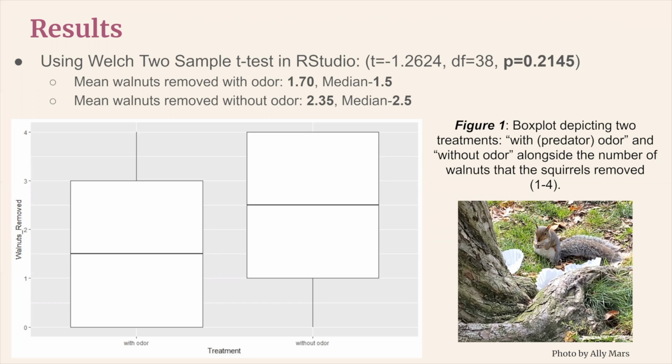Figure 1 depicts the box plot that I had created in RStudio, and you can see the two treatments on the x-axis labeled with odor and without the predator odor, as well as the walnuts that were removed between the numbers 0 and 4. The general trend we can see is that the mean and median of the walnuts removed without the odor were greater than those removed with the odor.